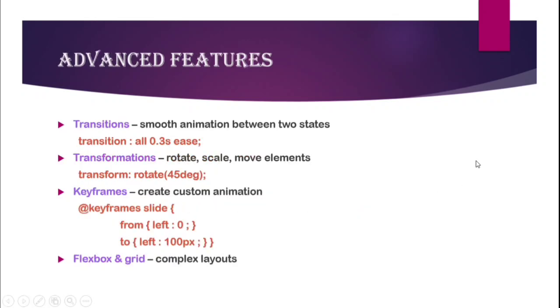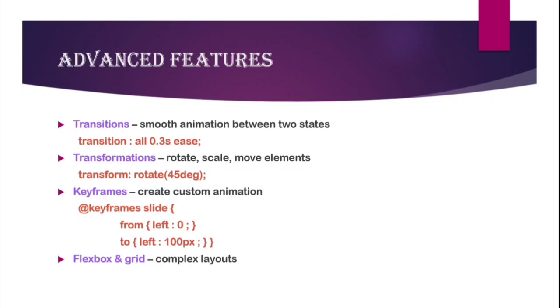You can go to the advanced features of CSS3. We have transitions, smooth animations between two states. You can add "all 0.3". "All" is nothing but the entire part that we have created. For that, we want to add a transition. 0.3 seconds is the time that you want to add the transition effect to it.